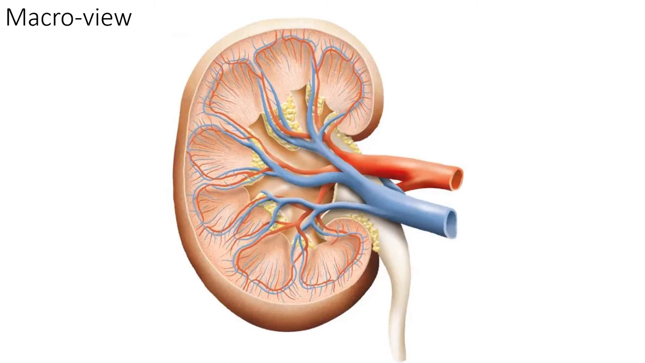So here's the macro view of a kidney. There are some distinct parts before we move on to really looking at it in fine detail. This is the artery that supplies the kidney, and this is the vein that, let's do it in blue, this is the vein that takes the blood back. So the renal artery and the renal vein.